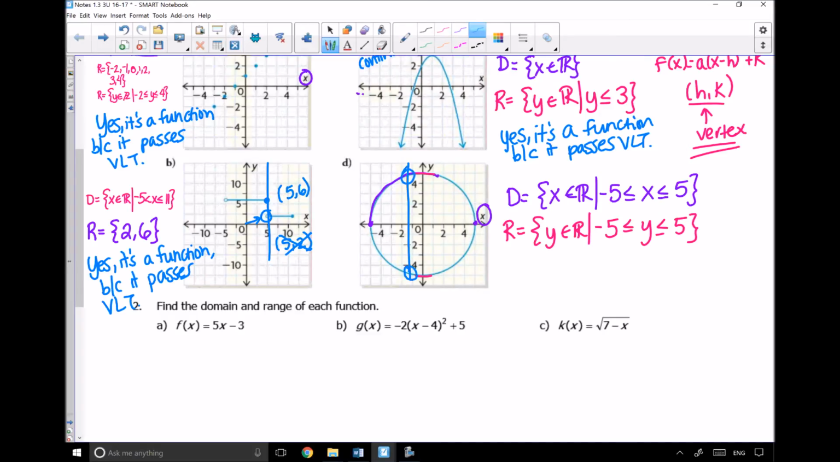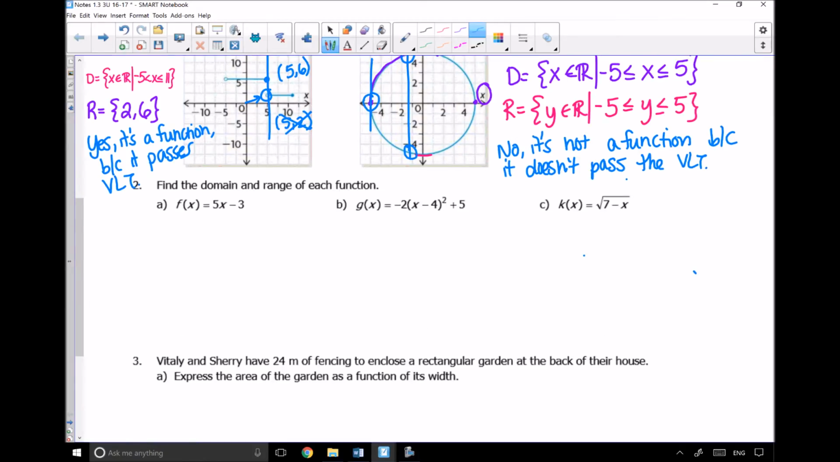Absolutely not, because this intersects my vertical line twice, or my vertical line intersects the graph twice. Even though it works here, it doesn't work in at least one place, multiple places, but in at least one place, it automatically is not a function. So we're going to say no. It's not a function because it doesn't pass the vertical line test.